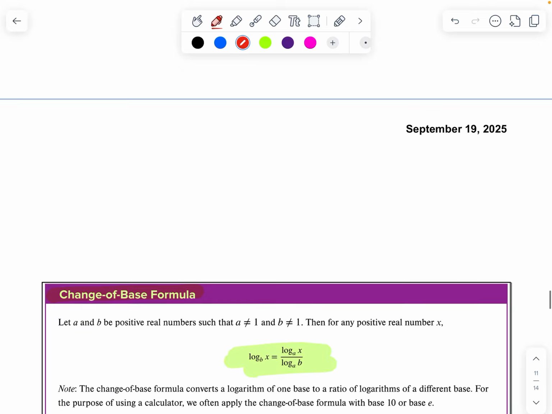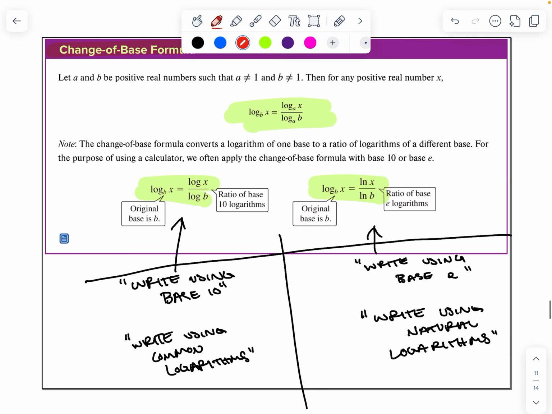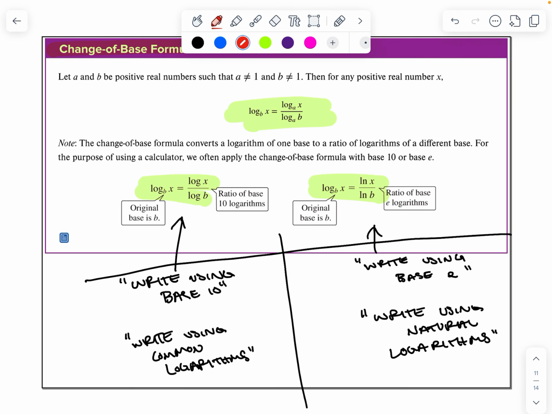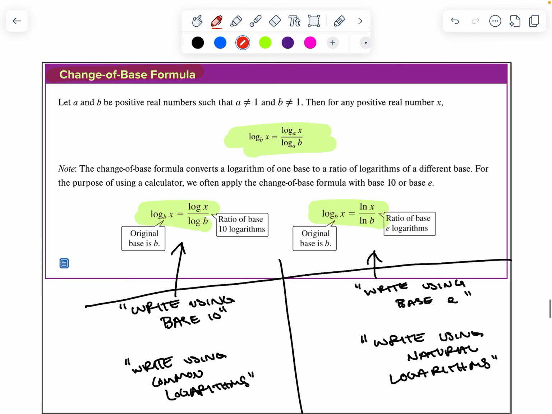All right, here's the change of base formula. It's the same exact thing that I wrote down a minute ago. Log base b of x is the same as log base a of x over log base a of b. That could be applied to a common log, a natural log. It actually could be applied to any base log, but it's useful to use a common log or a natural log because those are buttons on the calculator, right?